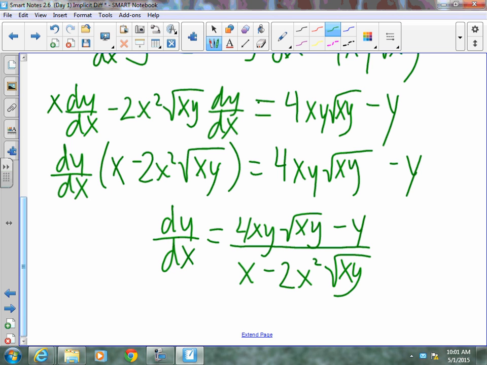And there isn't anything you can pull out of each that will cancel. You can take a y out of the top, but you can't out of the bottom. And you can take an x squared out of the denominator, but it's not going to cancel with anything in the top. So that is our final answer.